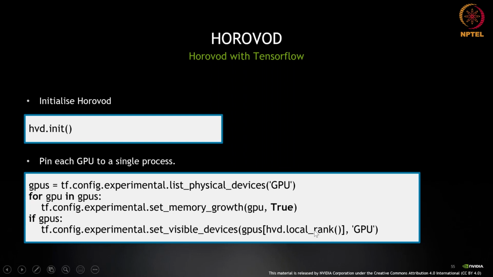When you're launching processes inside Horovod, if you're launching two processes, process 1 will get a rank of 0, and process 2 will get a rank of 1. So based on the rank which every Horovod process gets, you would do set visible device, which means every process will get its own GPU.